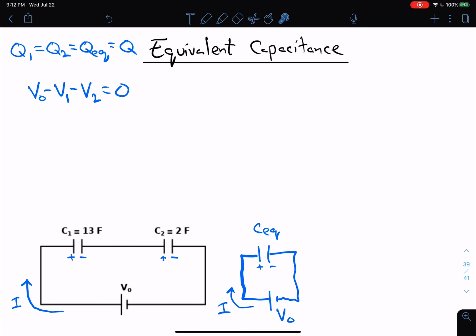Now, notice as I go across the battery, I'm going from negative to positive. That's increasing potential. That's why this is positive V naught. But as I go across the capacitors, I'm going from positive to negative. That's decreasing potential in both cases. That's why these are negative.